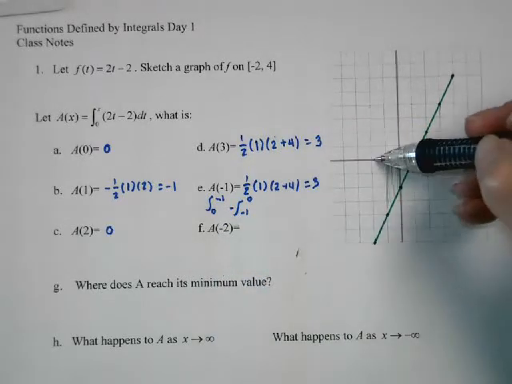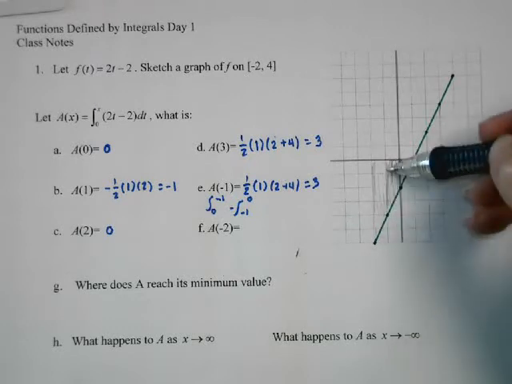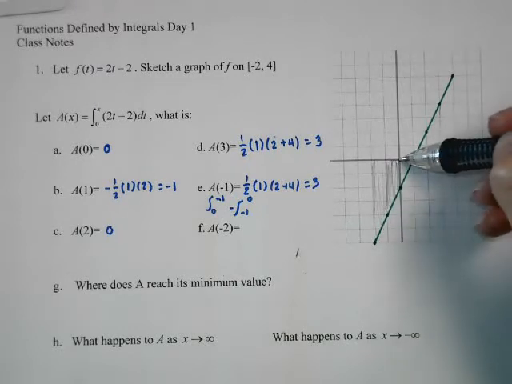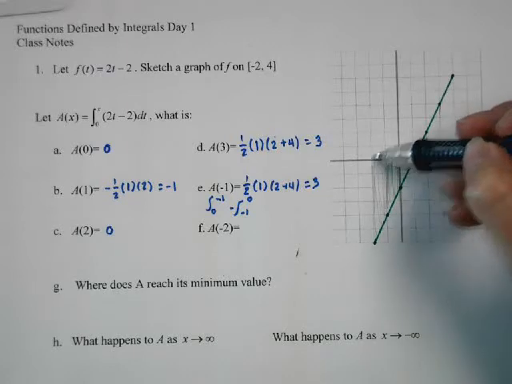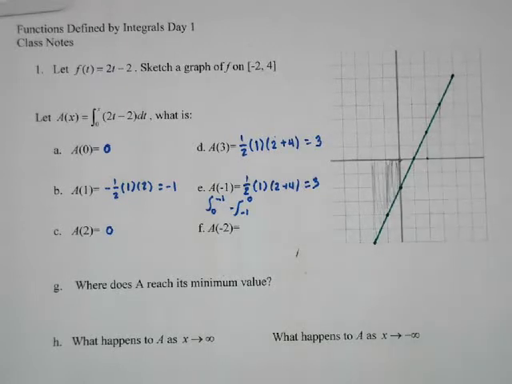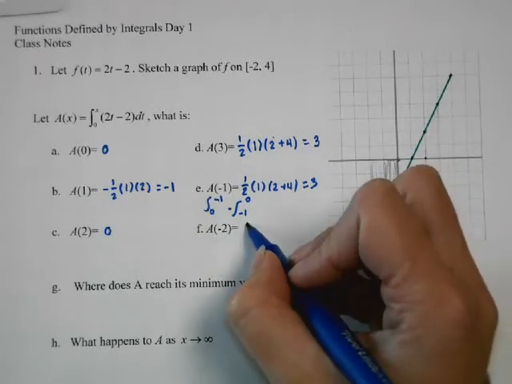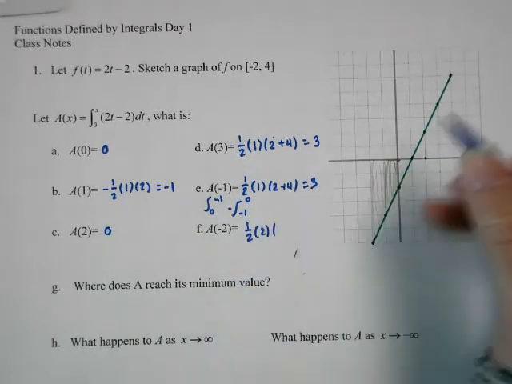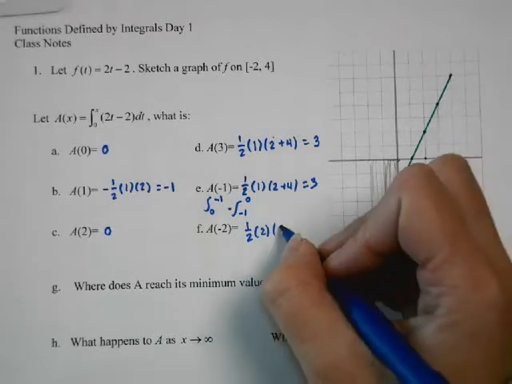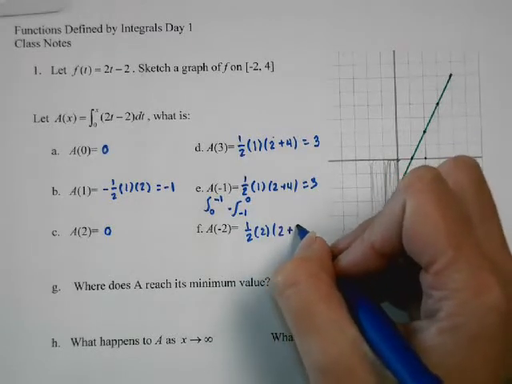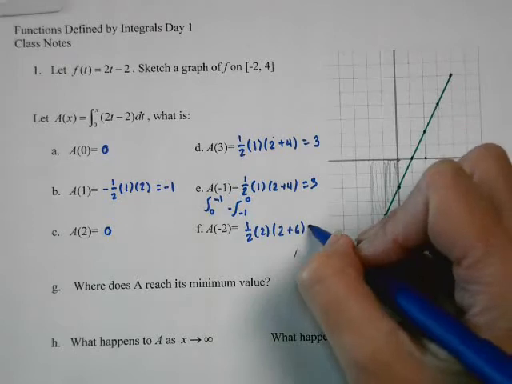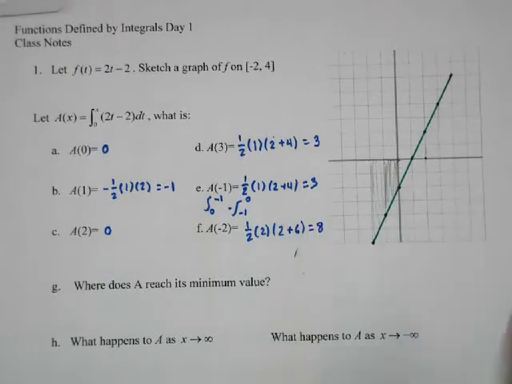Okay, and then going back to negative 2, we're going from 0 to negative 2. So it's below the x-axis, but we're going backwards. So it's again positive. This trapezoid has a height of 2, and the two bases are 2 and 6. So this gives me 8.